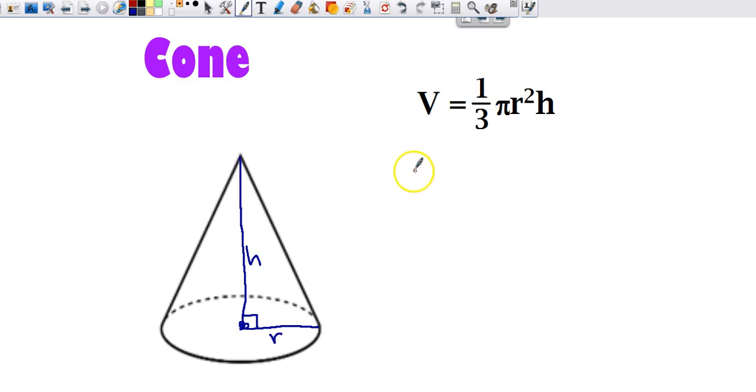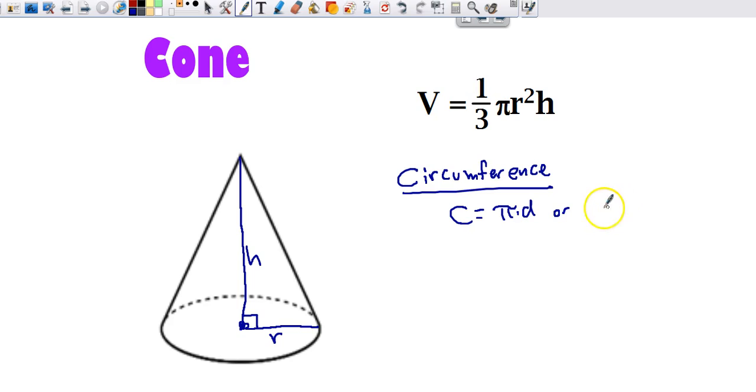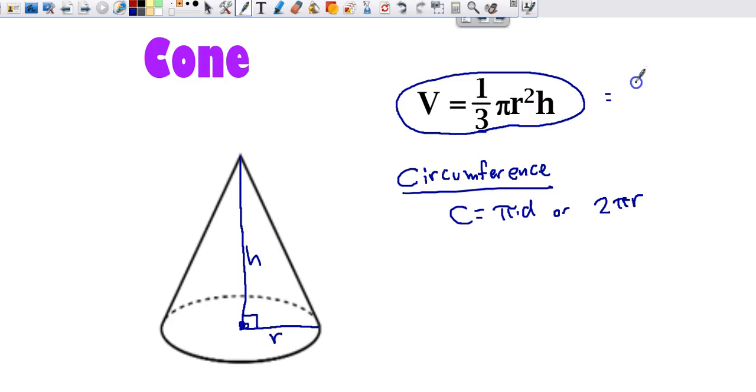Something that might come up is circumference. So if you're given the circumference, you need to recall that it's pi times the diameter, or you might think of it as 2 pi r. Sometimes you have to solve for r to be able to plug it into this formula. And the formula is 1/3 pi r squared times the height, or you can think about it as pi r squared times the height divided by 3. So you can put the 3 on the bottom of it all if you want to.